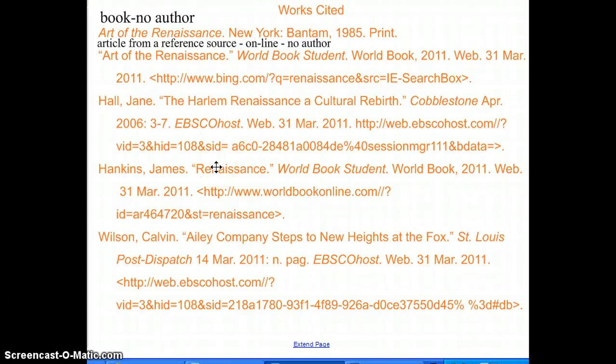I kind of compared it to a bank. A bank is a place where you take your money and they hold it for you. They didn't do the work for the money. They didn't make the money. They're just holding the money for you. And that's kind of what EBSCOhost does.